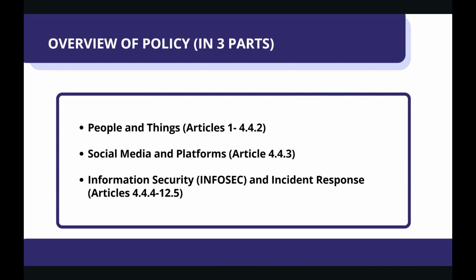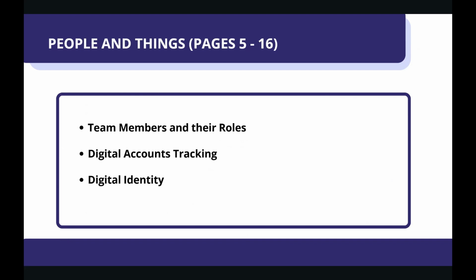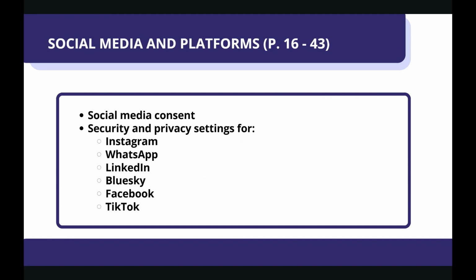And I do apologize for the article numbers. However, this was the easiest way to keep it organized. On people and things from pages 5 to 16, you will see team members and their roles, digital accounts tracking, and digital identity.